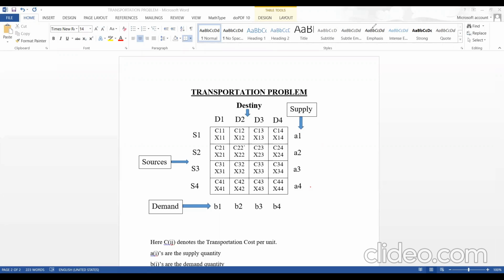Okay, let's see. So the first condition is what we are discussing. When supply is greater than what? Demand. When supply is greater than demand. So here supply is more, but demand is less. So what do you do? You insert one column here.